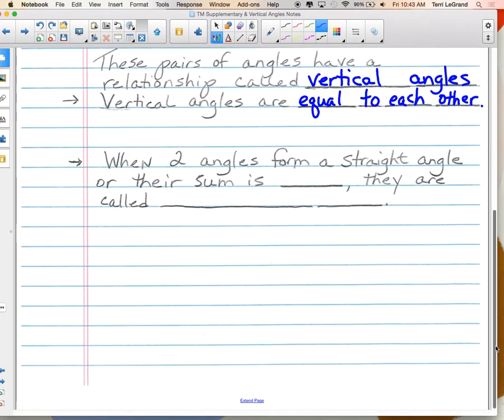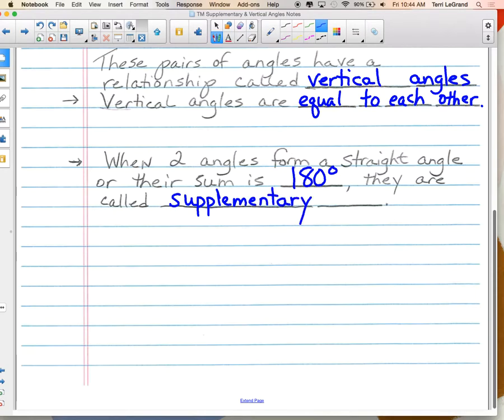Okay, and then the other relationship we're going to talk about is what we used on the front page to help us get all those measures. When two angles form a straight angle, their sum is what again? 180 degrees. What kind of relationship do those angles have? It also starts with S, like straight angle. Supplementary. We call that angle relationship between the two of them supplementary.